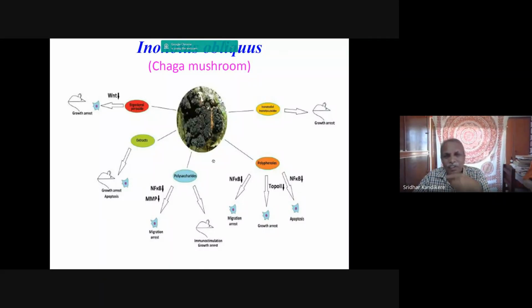It is in front of, very close to our department. It grows, but when it matures, it becomes very dirty, looking like cow dung-like material. But we can extract ergosterol peroxide from that. It has growth arrest, and a simple extract gives us growth arrest as well as apoptosis, and polysaccharides can be isolated. Migration arrest is possible, immunostimulation is possible, and polyphenols can be isolated with different properties. Like that, Inonotus obliquus, the chaga mushroom, is very useful.